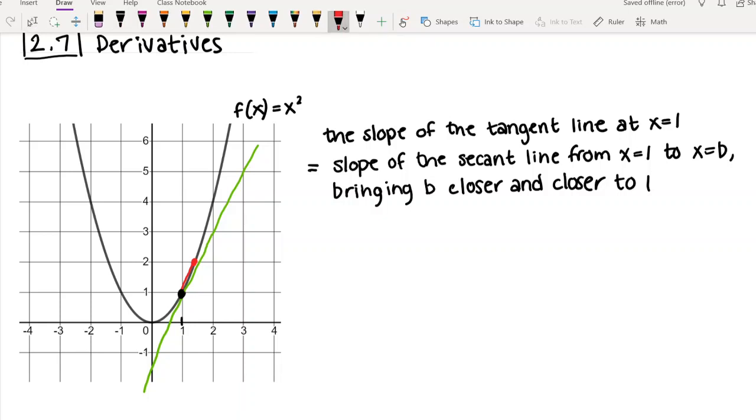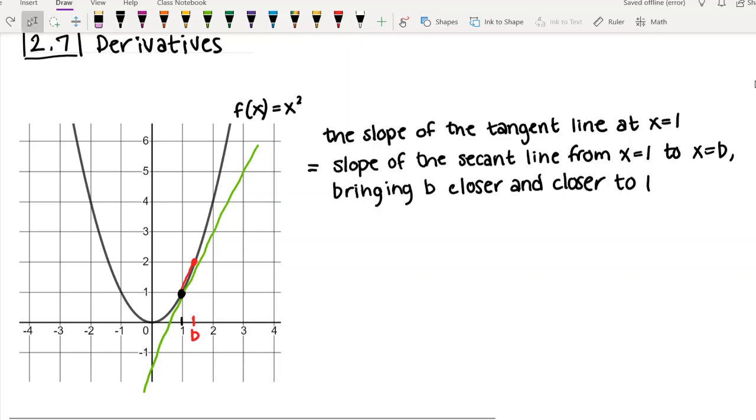So if we look at 1, that's the place where we're doing the tangent line. And then the other point, we're calling that b. So if I go down here, this x value we're calling b. And what are we doing with b? We're bringing it closer and closer to 1. And by the way, we could have also done a value of b that was over here. I'm just drawing it to the right because I had to pick one side or the other. But keep in mind that it could have been on the other side.